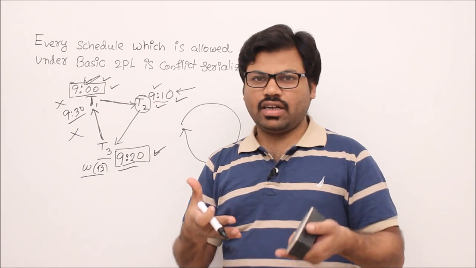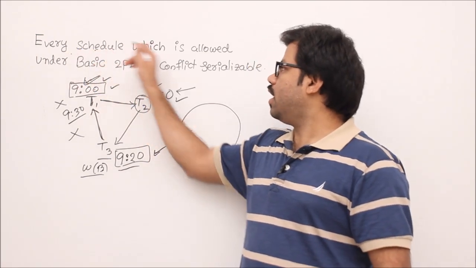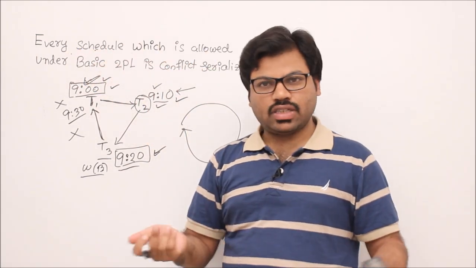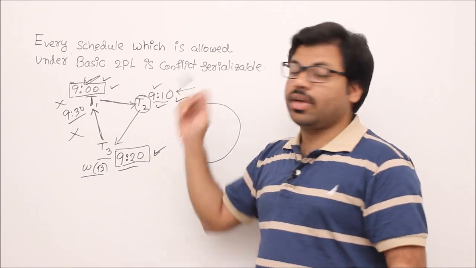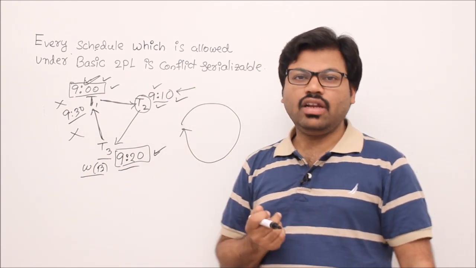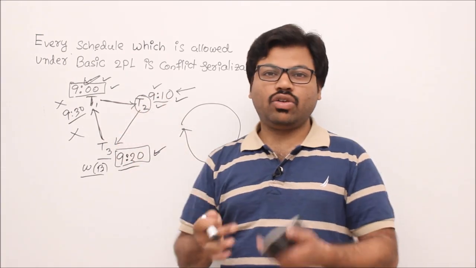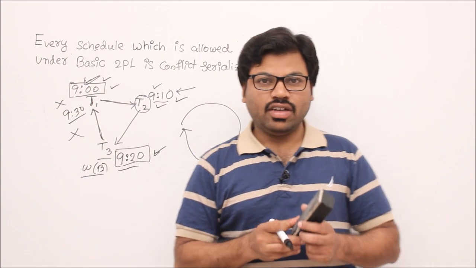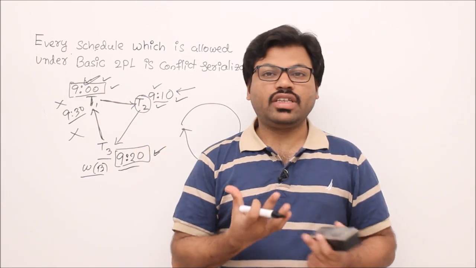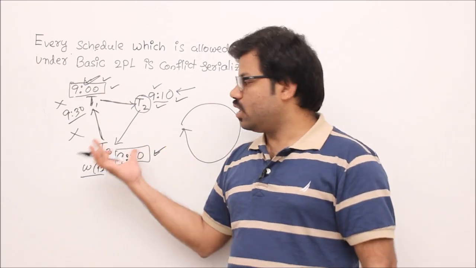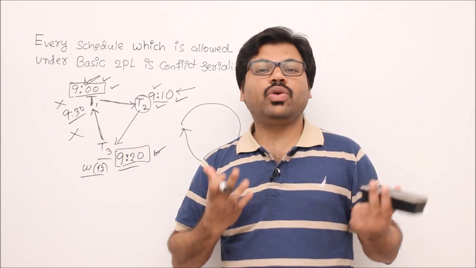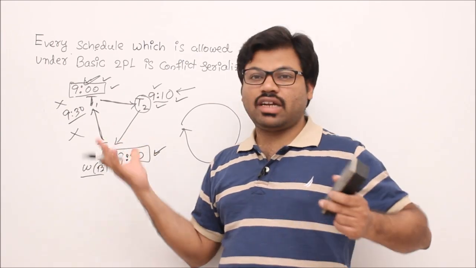So the same thing I can state like this: every schedule which is allowed under basic 2PL has to be conflict serializable. That is the final conclusion, and we proved it, right? Though I have taken a 3-length cycle, you can extend it to any length cycle. Generally no one teaches you proofs, but if you know this kind of proofs, it will improve your understanding. So don't skip this kind of proofs.